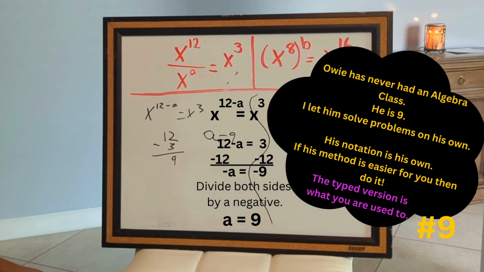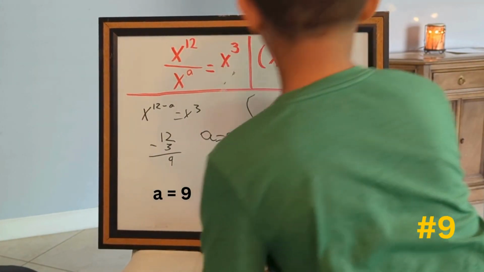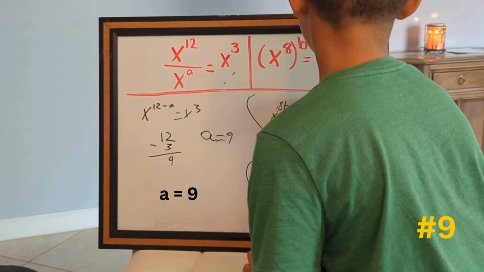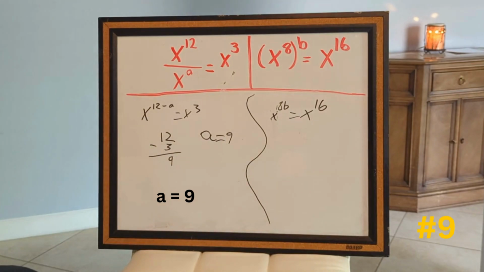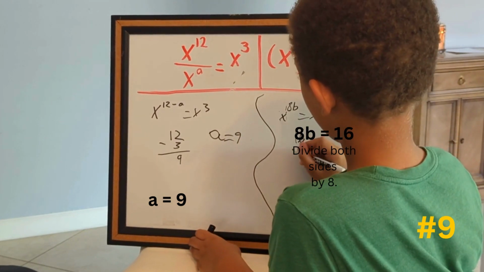All right, next is x to the 8th power to the b power equals x to the 16. When we take a power to a power, we multiply the powers together. So we have x to the 8 times b, and that still equals x to the 16th. Now again, we have like bases, however, not like terms. We have like bases. They are taken to different exponents, but equal to each other. So we know 16 is equal to 8b.